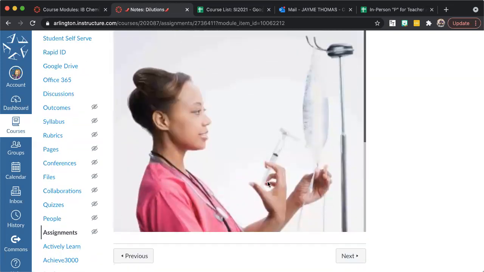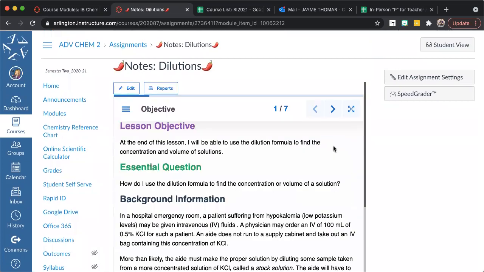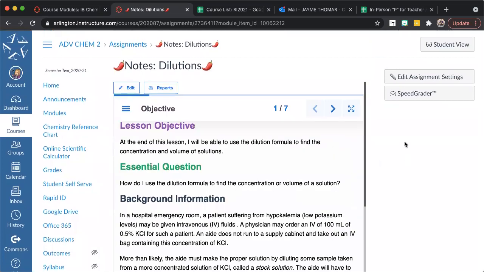And then there's just a little visual here of the IV. Basically they would have the syringe, they would have the IV bag, and then they would connect it to the person's IV line in order to give them the solution of whatever fluids they would need.